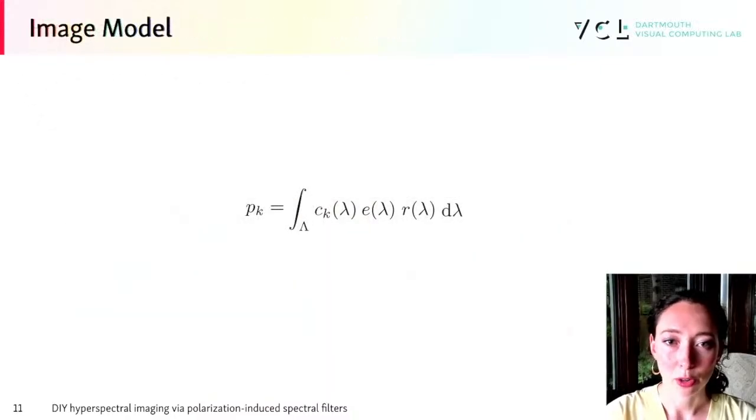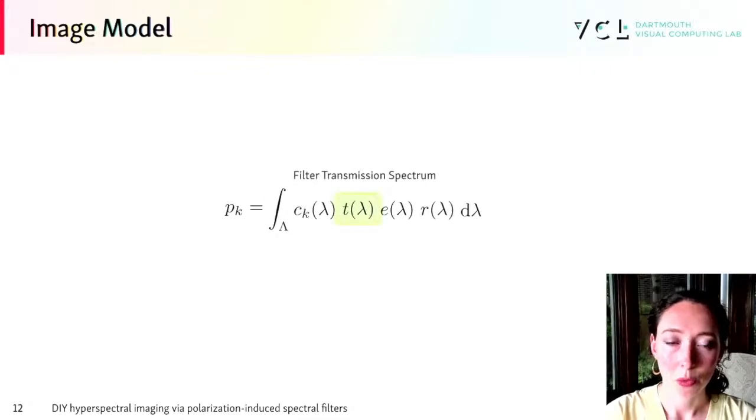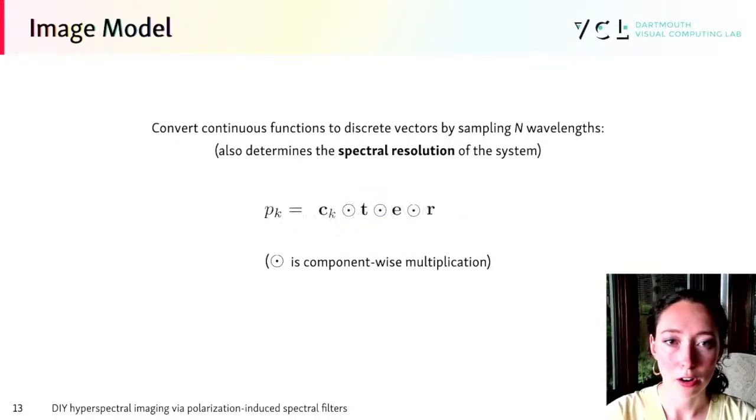The image model for our approach defines the pixel value recorded by the digital camera as the product of several terms: the camera's spectral response, the light source's emission spectrum, and the surface's reflectance spectrum, which is the unknown that we wish to acquire, integrated over all wavelengths. When we place our filter over the camera lens, the filter's transmission spectrum becomes part of this product. In order to solve for R, the reflectance spectrum, we convert these continuous functions to discrete vectors by sampling a set of n wavelengths, which also determines the spectral resolution of the system.